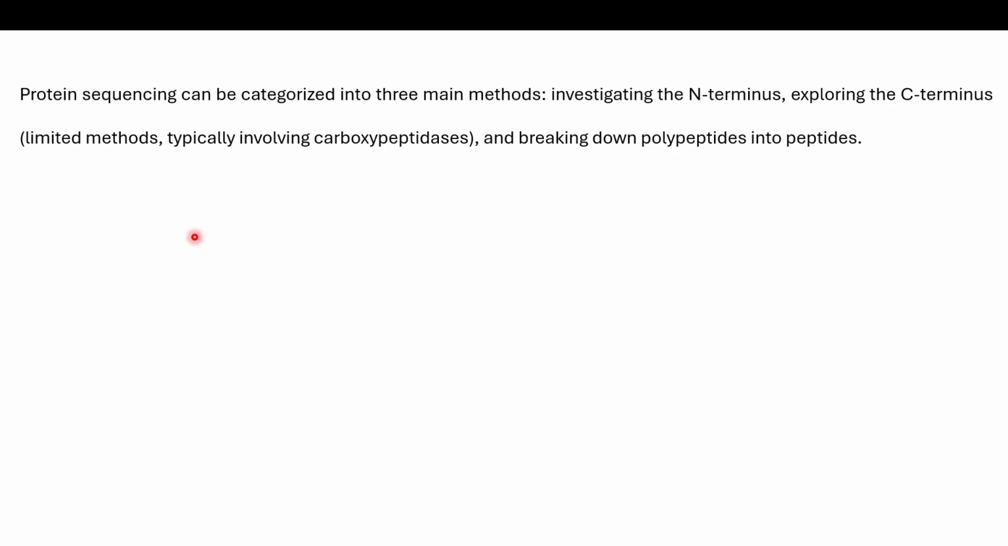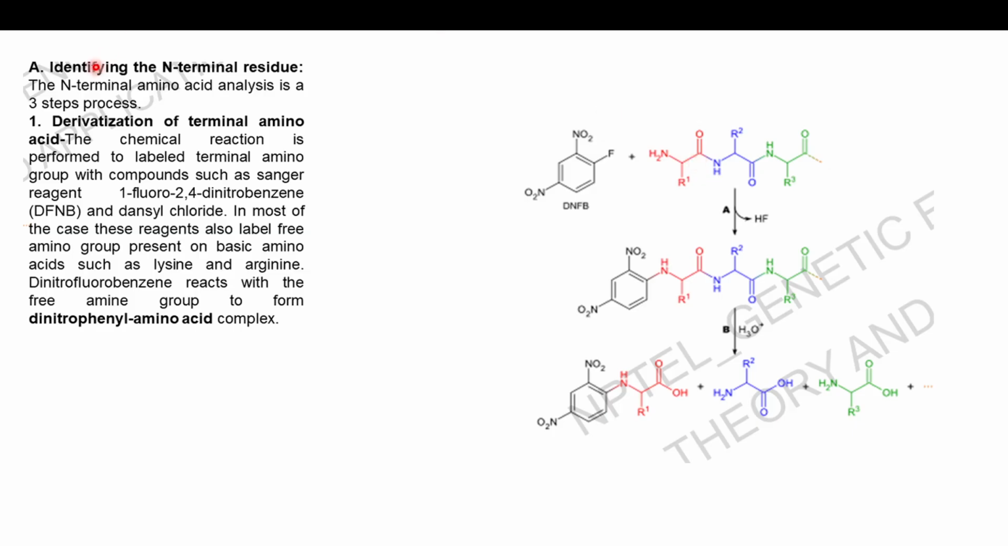So protein sequencing can be categorized into three main methods. One is to investigate the N-terminal part, another the C-terminal part, and or, what I was talking about, you break down the polypeptide into multiple short peptide fragments. Okay. So when we talk about N-terminal sequencing, at the N terminal you have a free NH2 group of a polypeptide chain. Now, the N-terminal amino acid analysis is basically a three-step process.